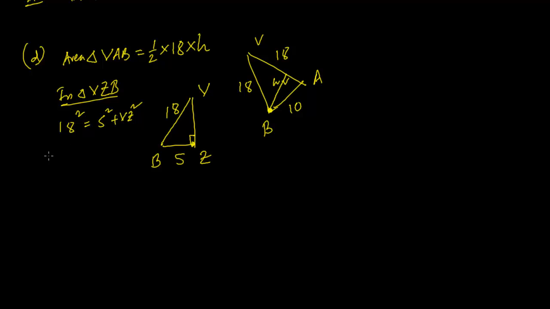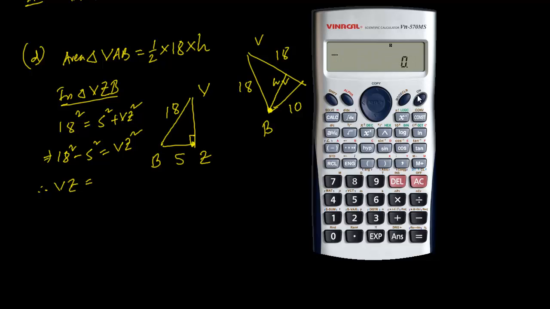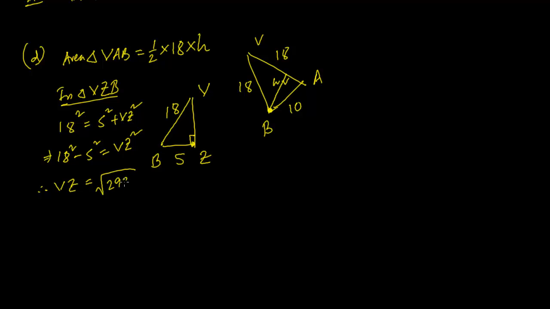So plus VZ squared. So this is going to be 18 squared minus 5 squared equals VZ squared. Therefore, VZ equals, so 18 squared minus 5 squared is 25. Turns out to be 299. So this would be square root of 299.